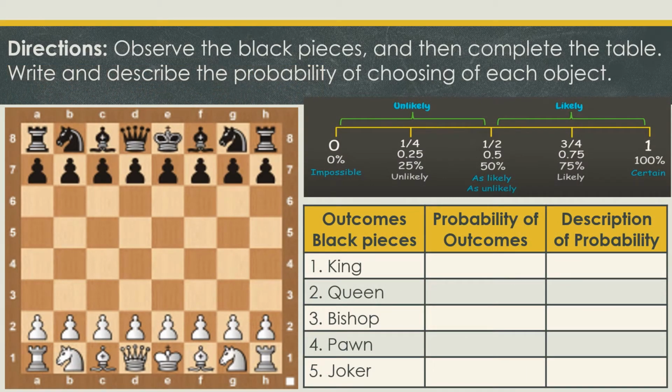We are going to have a practice. Directions: Observe the black pieces and then complete the table. Write and describe the probability of choosing each object.